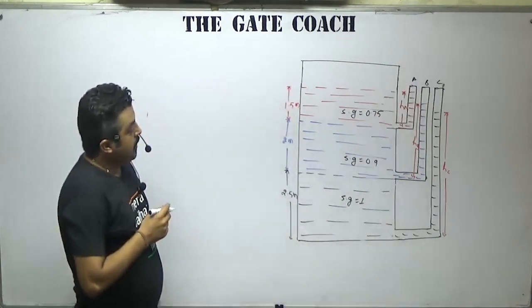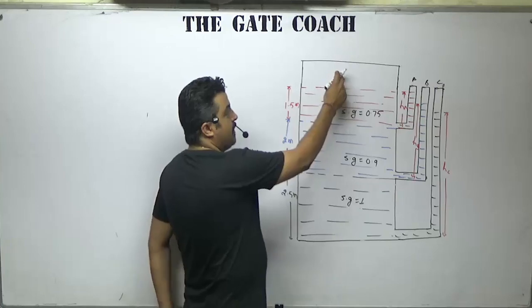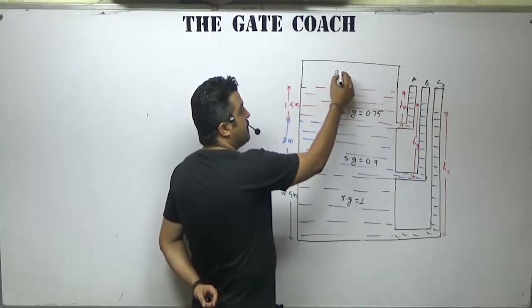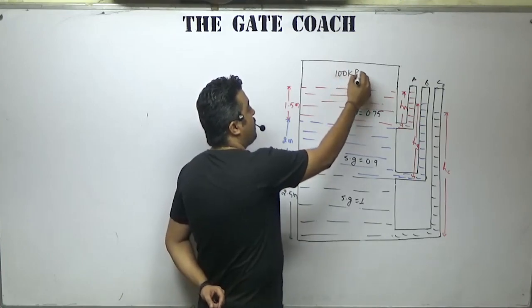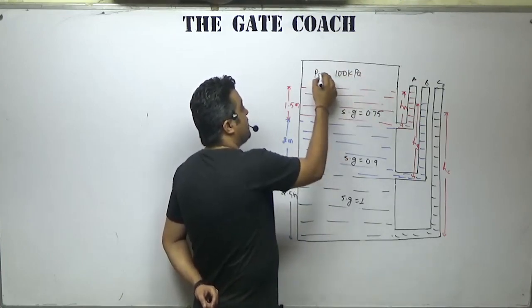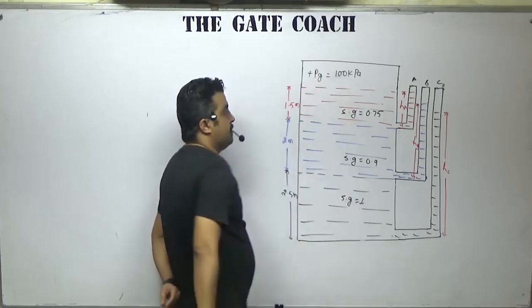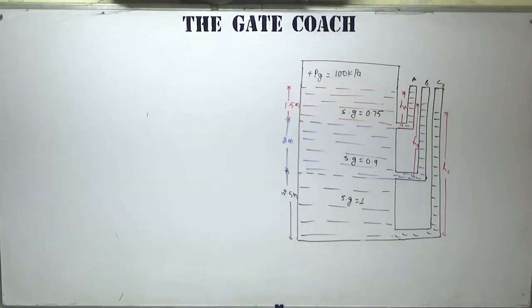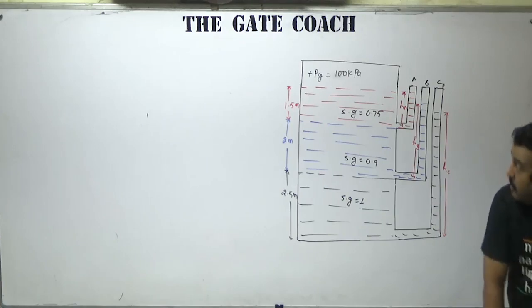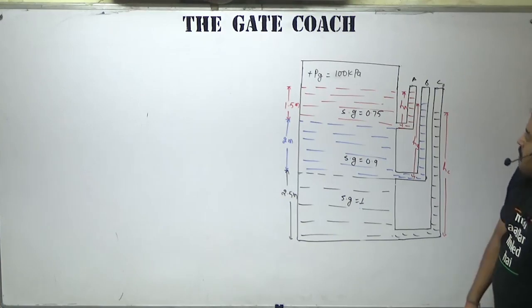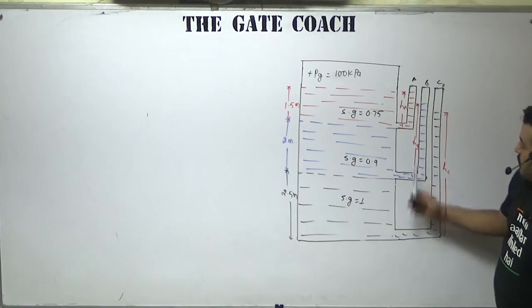Now, let this tank be closed. And here, I am saying the pressure is 100 kilopascal. This is gauge pressure, positive. Then what is the change in HA, HB and HC? HA? What is HB?